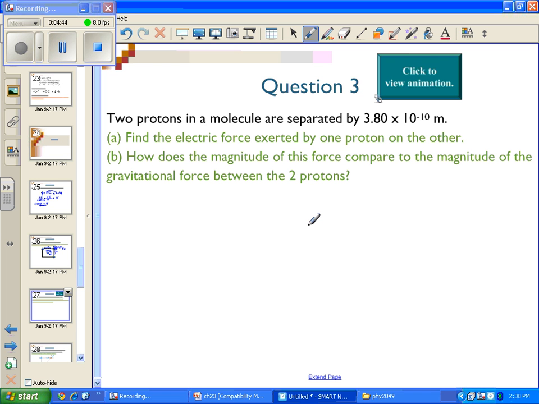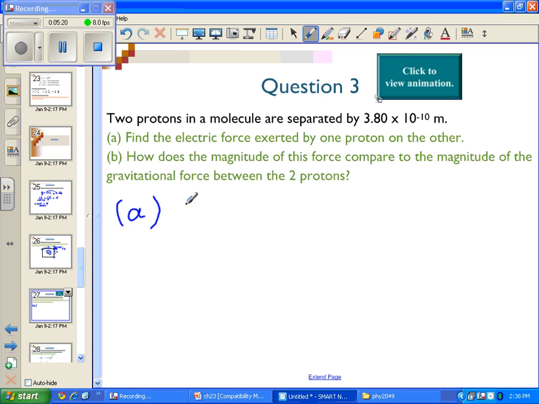Here in question 3, we're told that there are two protons in a molecule, separated by a distance of 3.8 e to the minus 10 meters. In part A, we are asked to determine the electric force that one proton exerts on the other, and in part B, to compare this force with the magnitude of the gravitational force between the two protons. Let's go ahead and solve the problem first, and then we'll watch the little video referring to this type of problem.